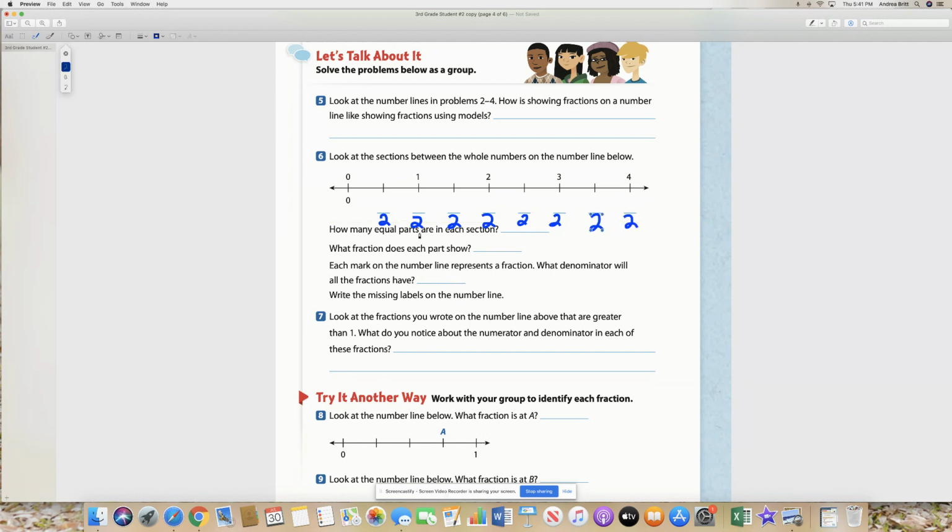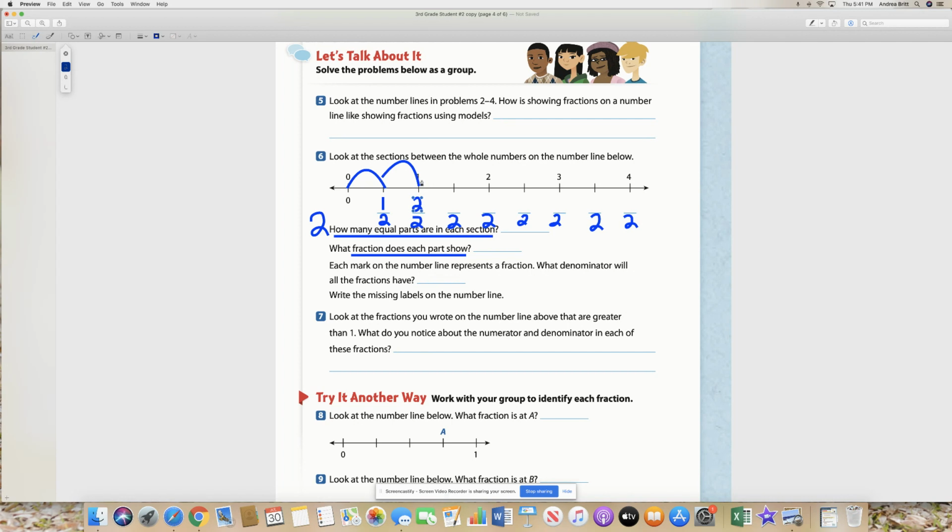Okay. How many equal parts are there in each section? One section is the whole numbers, guys. How many spaces are there in between each one of the whole numbers? Perfect. There are 2 equal parts. What fraction does each part show? Each part shows 1/2. That's 1/2.